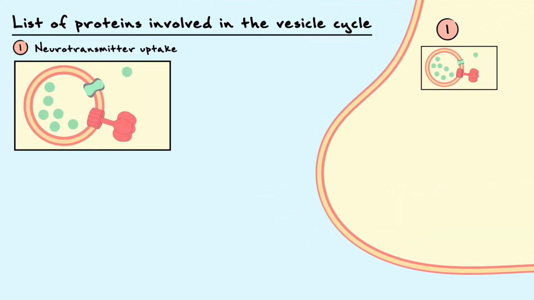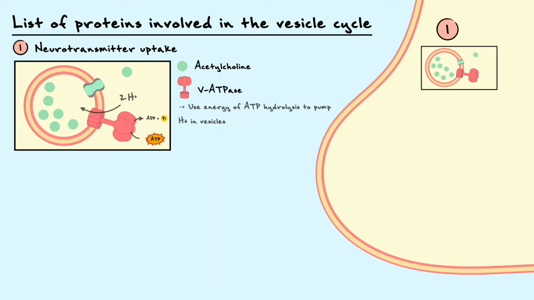The vesicle cycle begins with neurotransmitter uptake. For small molecules such as acetylcholine, the uptake is facilitated by an active transport mechanism. The vesicles have a vacuolar-type proton ATPase, more commonly referred to as a V-ATPase, that uses the energy generated by the hydrolysis of ATP to pump protons into the vesicle. Respective transporters for the neurotransmitter then use the energy source of the proton gradient made by the V-ATPase to get neurotransmitters inside through an antiport mechanism.